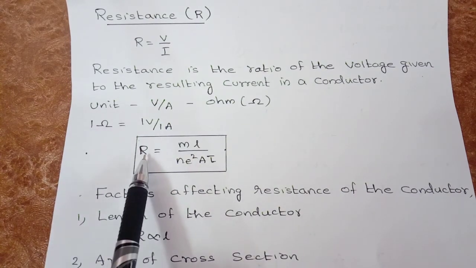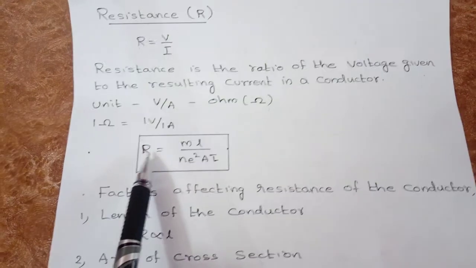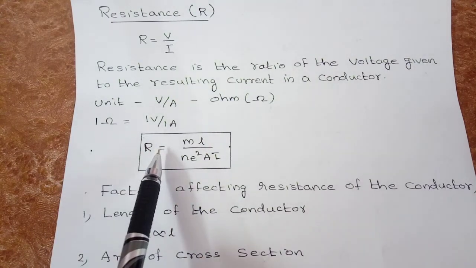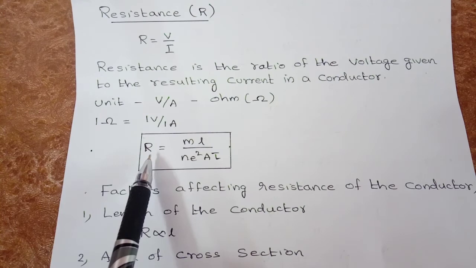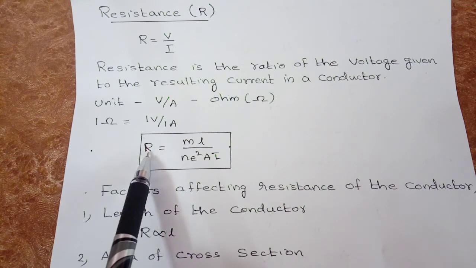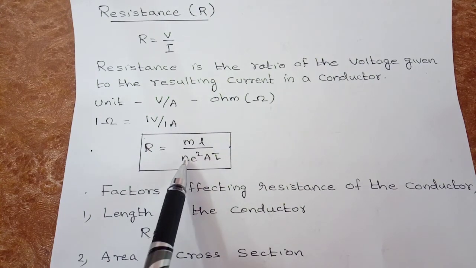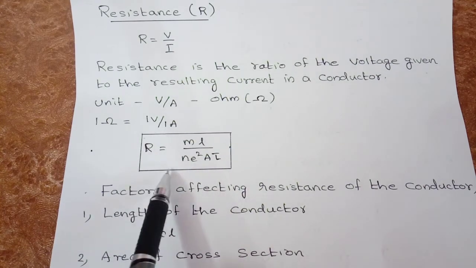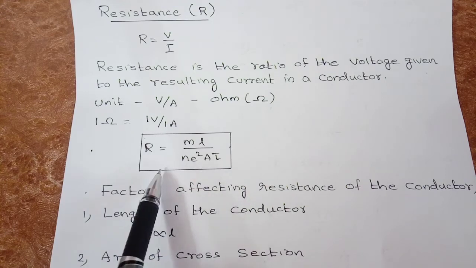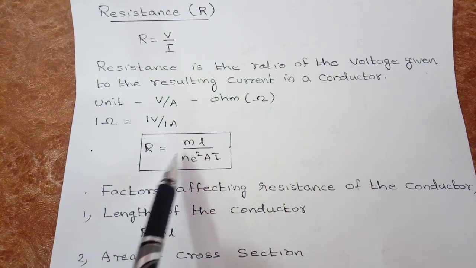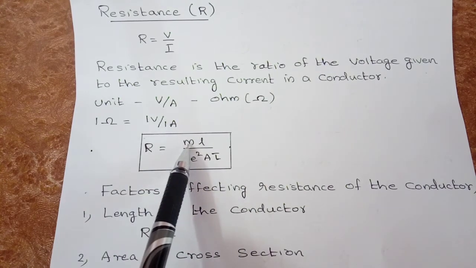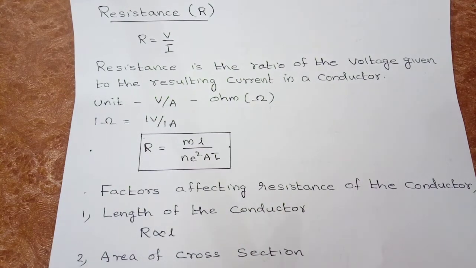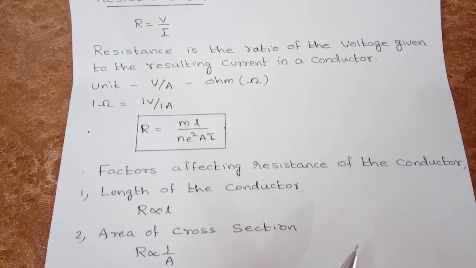Now the equation which we derived for resistance is the basic equation for electrical resistance, an important equation, and that is given by R equal to ml divided by n e square A tau. Now look at this particular equation. This is the main equation for electrical resistance. In this one, m is a constant. What is m? Mass of the electron, that is a constant. e is also a constant. What is e? Charge of the electron, that is a constant.